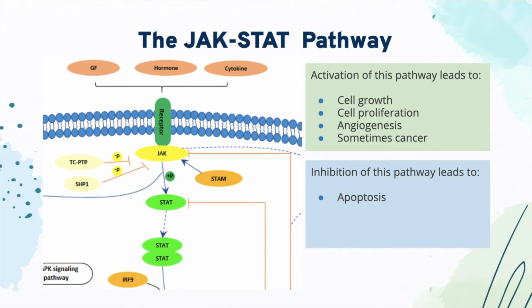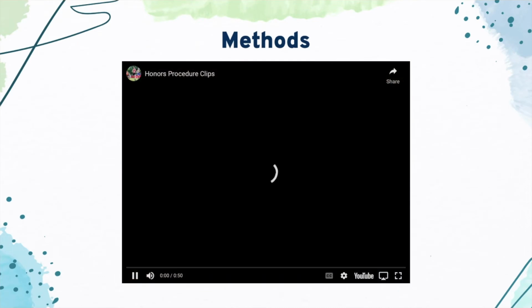Plumbagan affects this pathway by inducing the expression of tyrosine kinase, SHP1. As we can see here, SHP1 actually inhibits activation of the JAK protein and subsequent activation of STAT3. So we no longer see the activation from here that signals for cell growth and proliferation. Just to summarize, plumbagan causes more SHP1, which leads to more inhibition of the STAT3 pathway and ends up causing apoptosis.